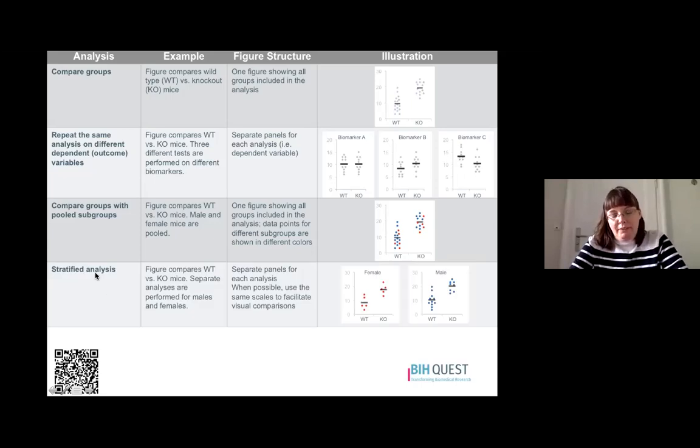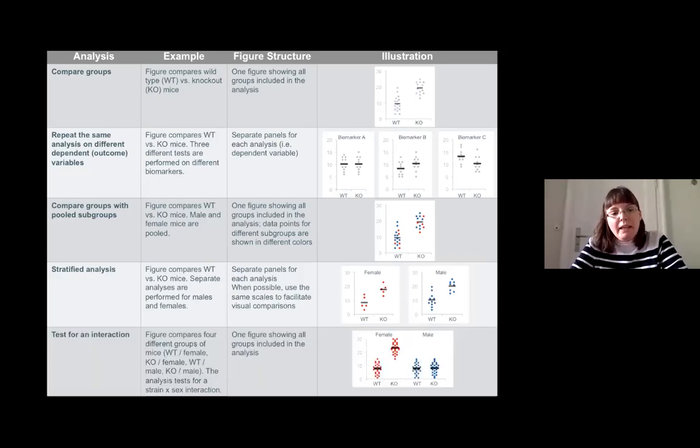What would happen if I did a stratified analysis? So I did one analysis for the female mice and a second analysis for the male mice. Two separate analyses means two separate graphs. One showing the female mice and a second one showing the male mice. And then the last thing I might want to do is test for an interaction. So now I have 4 groups. I have my wild type female and knockout female, and my wild type male and my knockout male. Now all of my groups are in the same analysis, so all 4 go on the same graph.